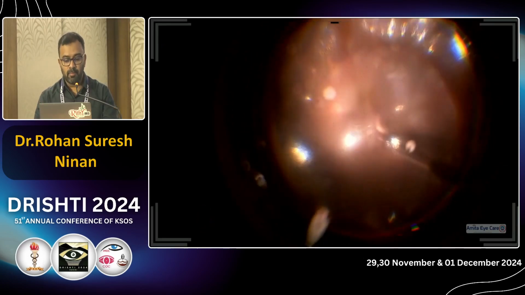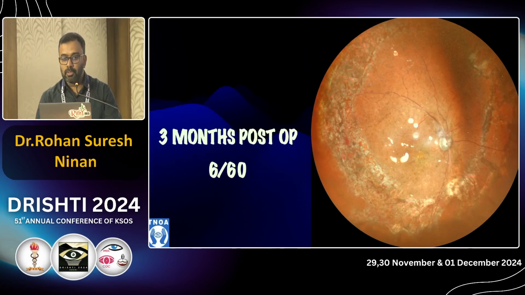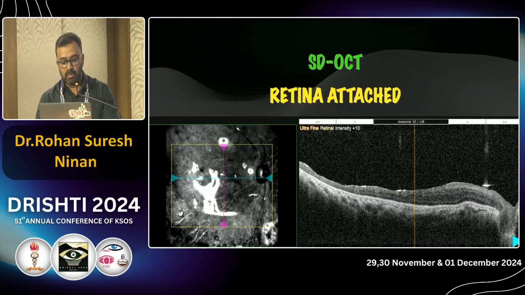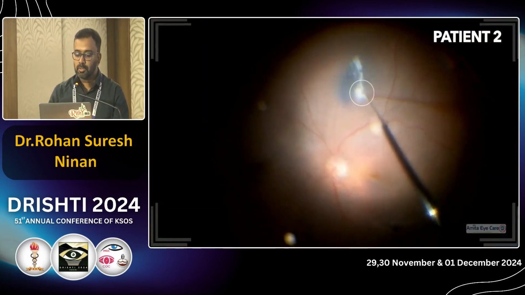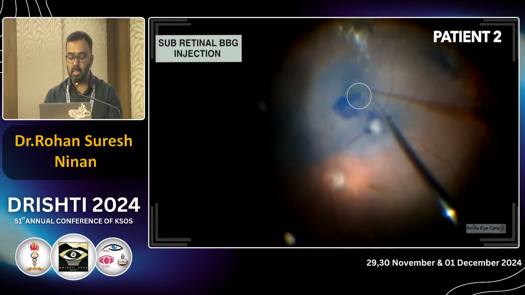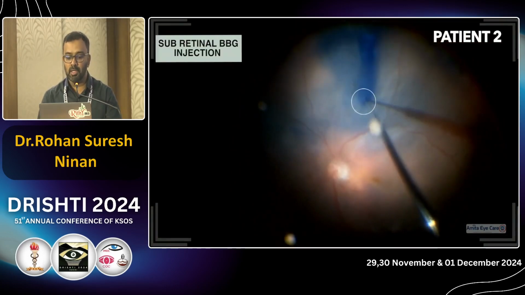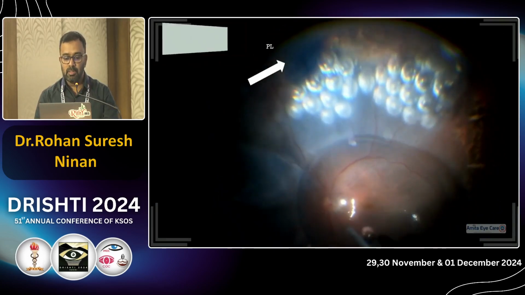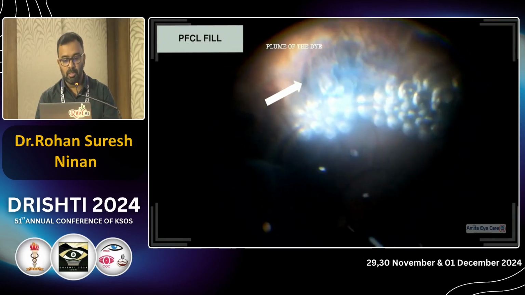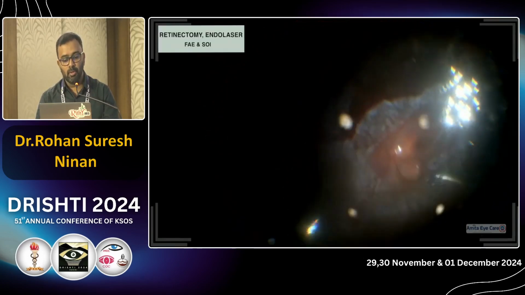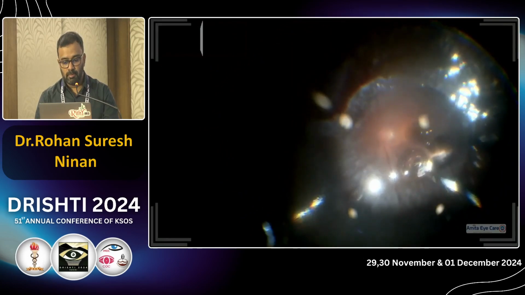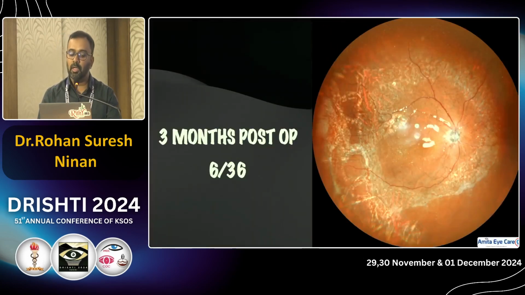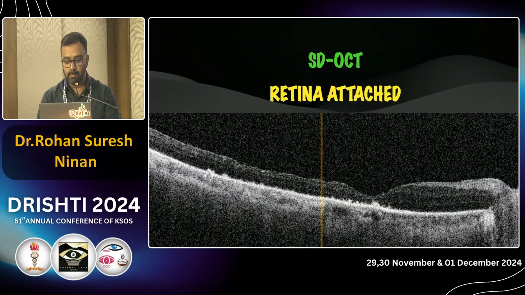So this was then followed by a routine surgery. At 3 months post-op, the retina was attached under oil with 6/60 vision. For the second patient, it is also important to know that there should not be air in the trocar cannula, otherwise they can have an inadvertent subretinal air injection. So after displacing with PFCL, you can see the plume emitting from the occult break, and this was then followed by the routine surgery. At 3 months, the retina was attached under oil.